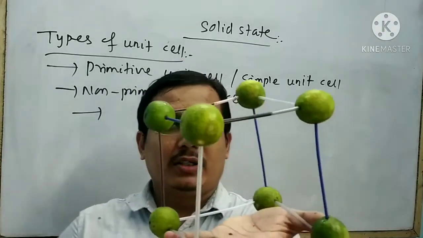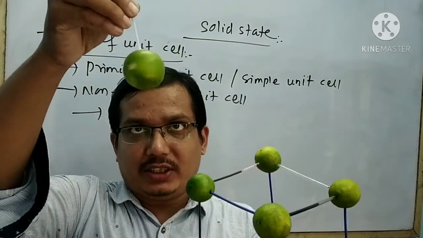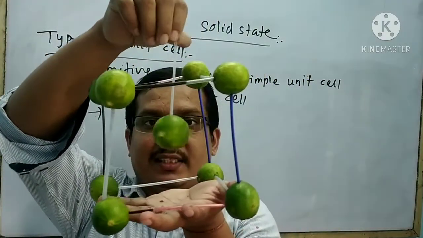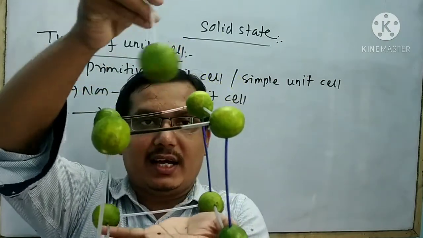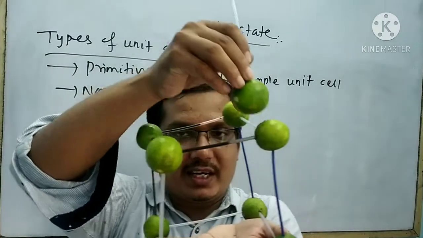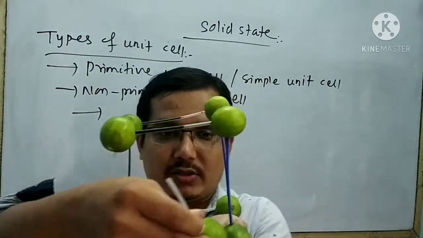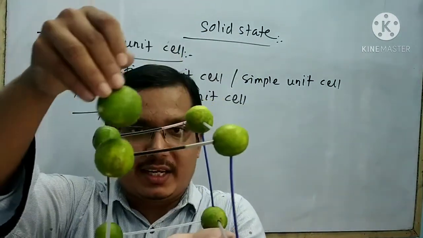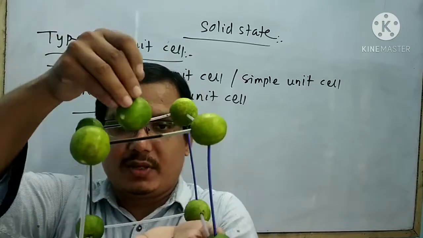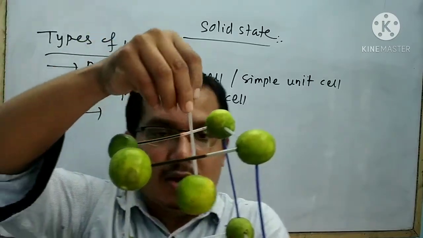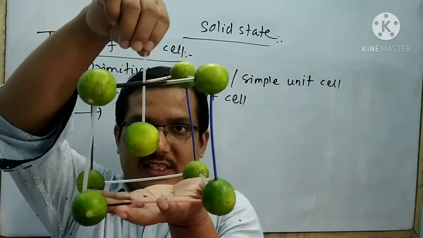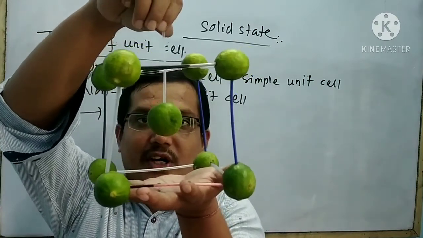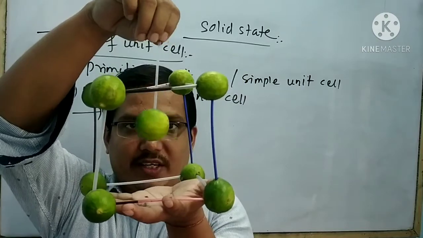Suppose this constituent particle is present at the center of the body. This is the center of the body. Look at that: here one constituent particle is present, here another, here also another. That means 8 particles are present at the 8 corners of the unit cell, and also another particle is present at the center of the body. Then this is said to be body-centered cubic.